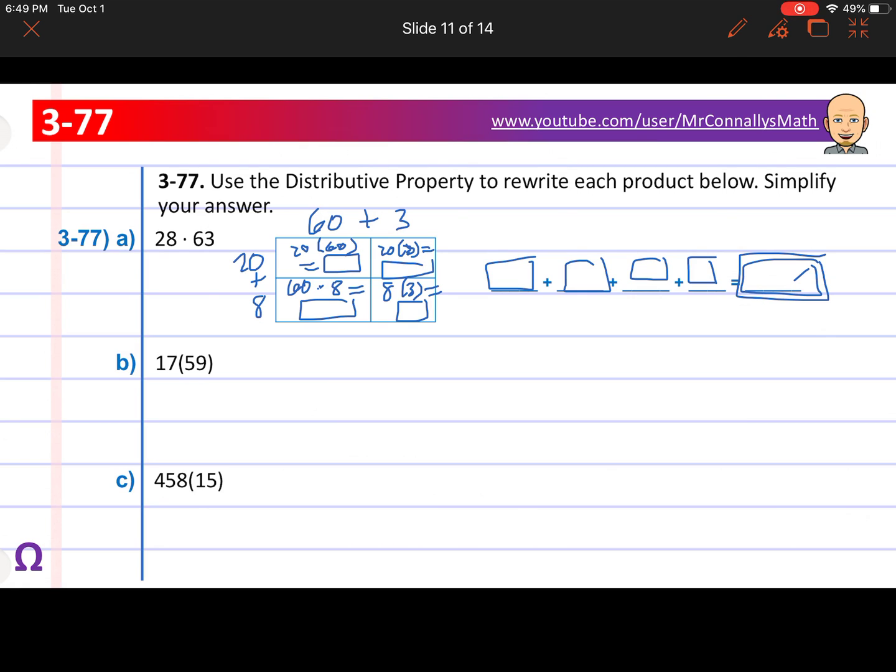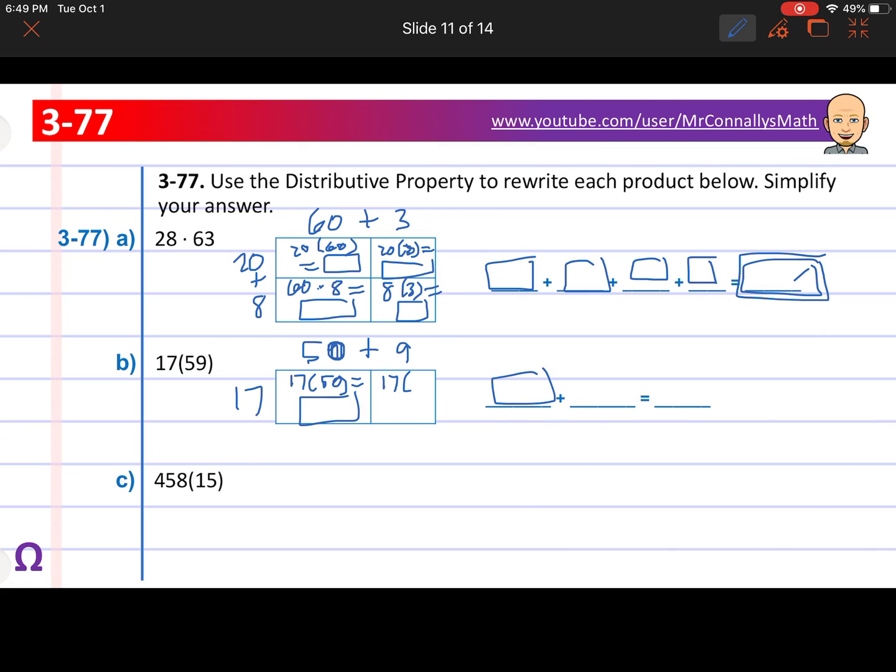Okay, now for B, 17 is less than 20, so we're going ahead and just put 17 here and use it as a, just pretend it's a one-digit number because it's less than 20. 50 plus 9. So this is going to be 17 times 50. Answer go here. And this is going to be 17 times 9. And that will go here. Add those up to get your mega answer.